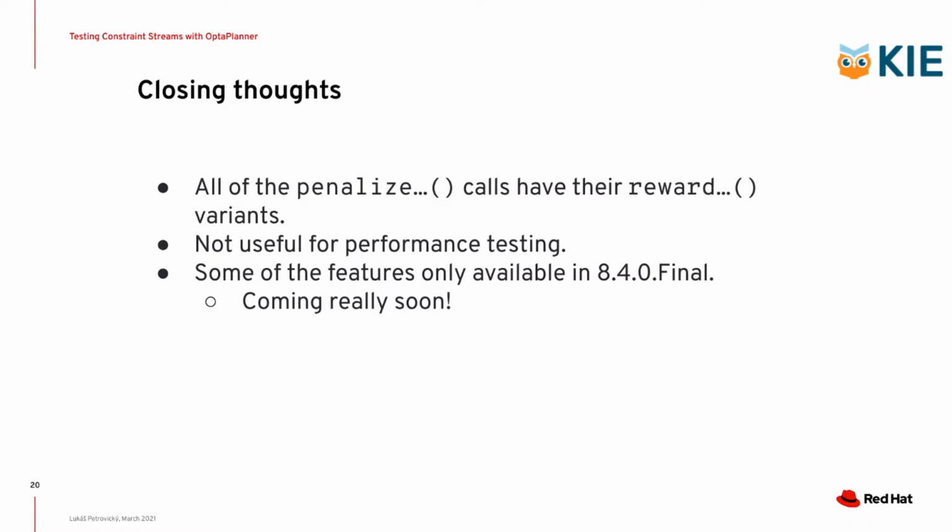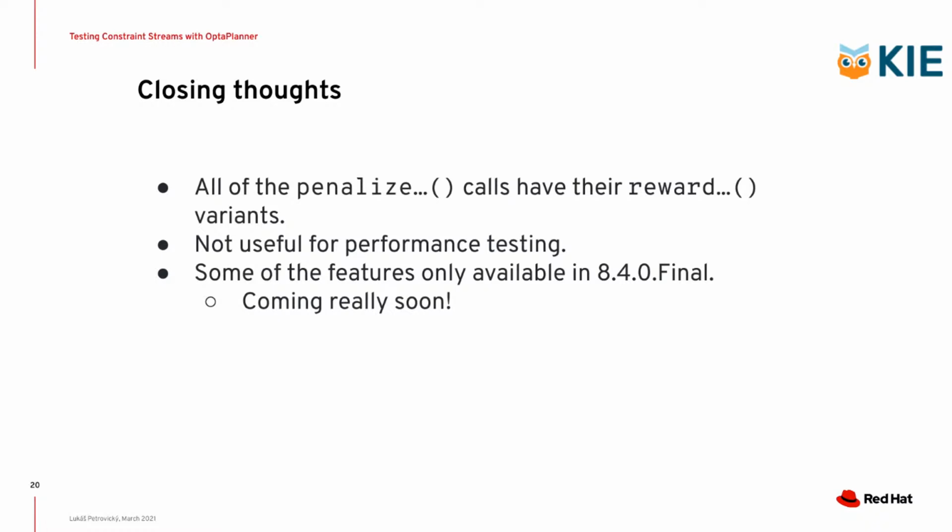And as I already said, this is going to be a fairly quick presentation, so I'm already at closing thoughts. You should be aware that all the penalize methods, so penalizes, penalizes by, etc., also have their reward counterparts. So when you call reward in your constraint instead of a penalty, you get to switch penalizes for rewards, etc.